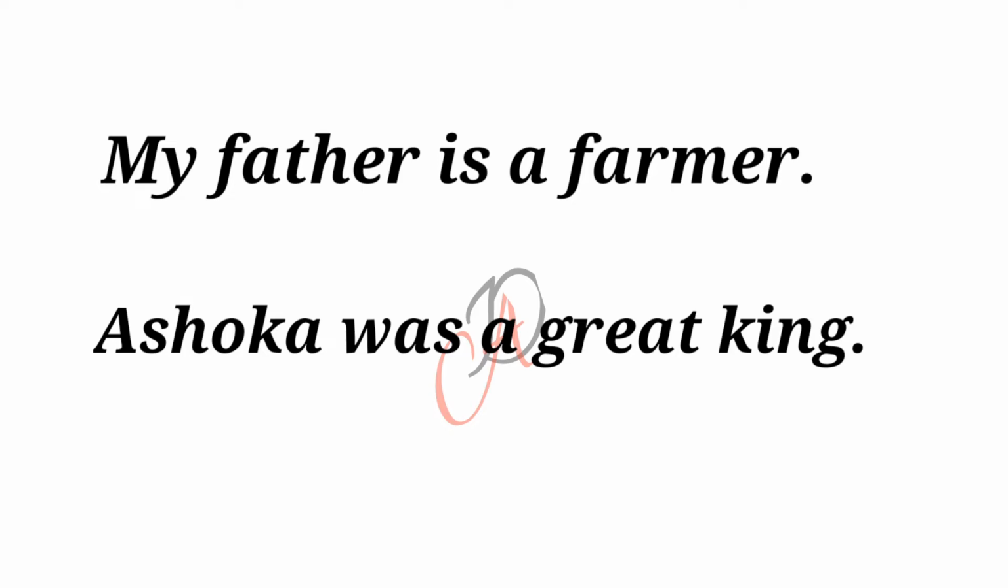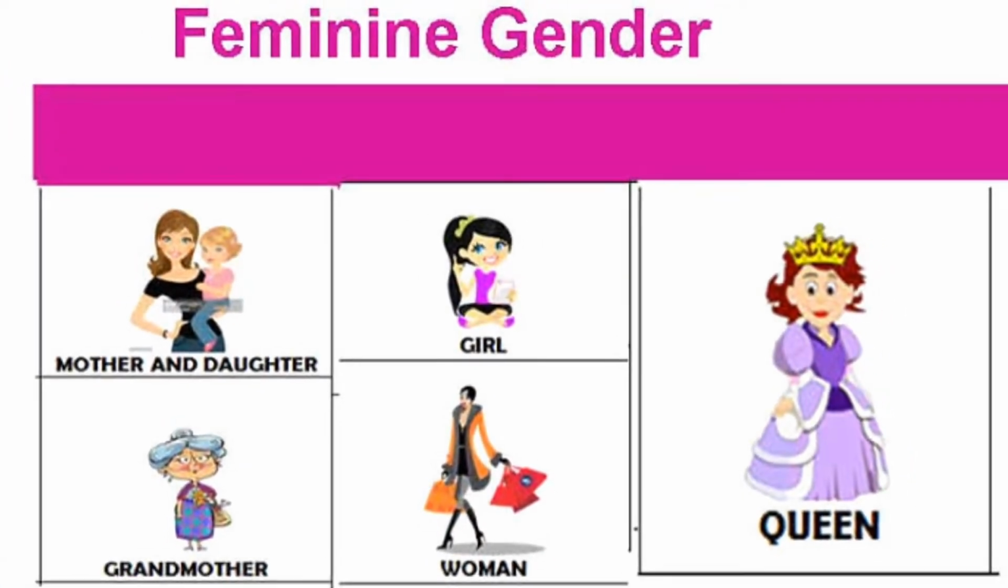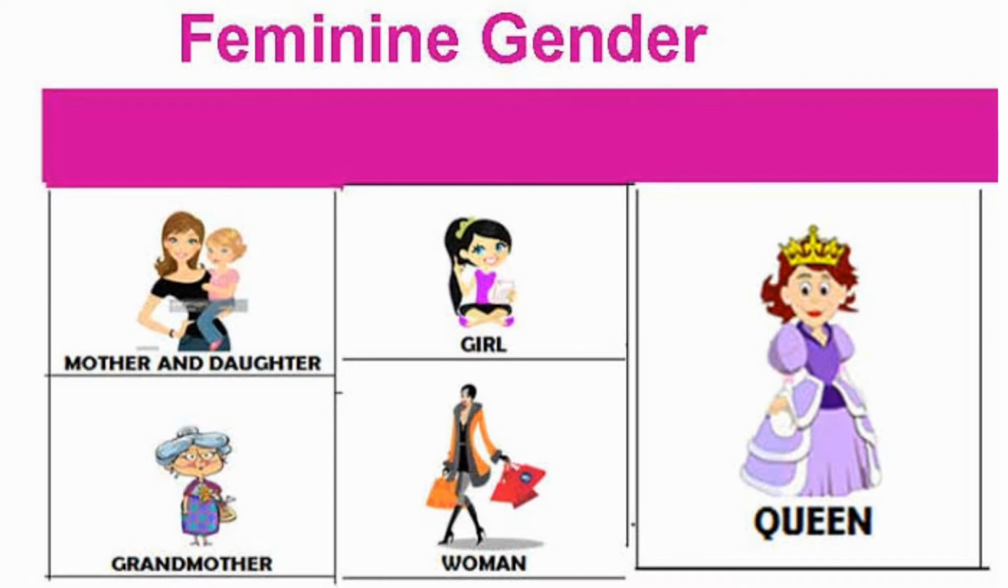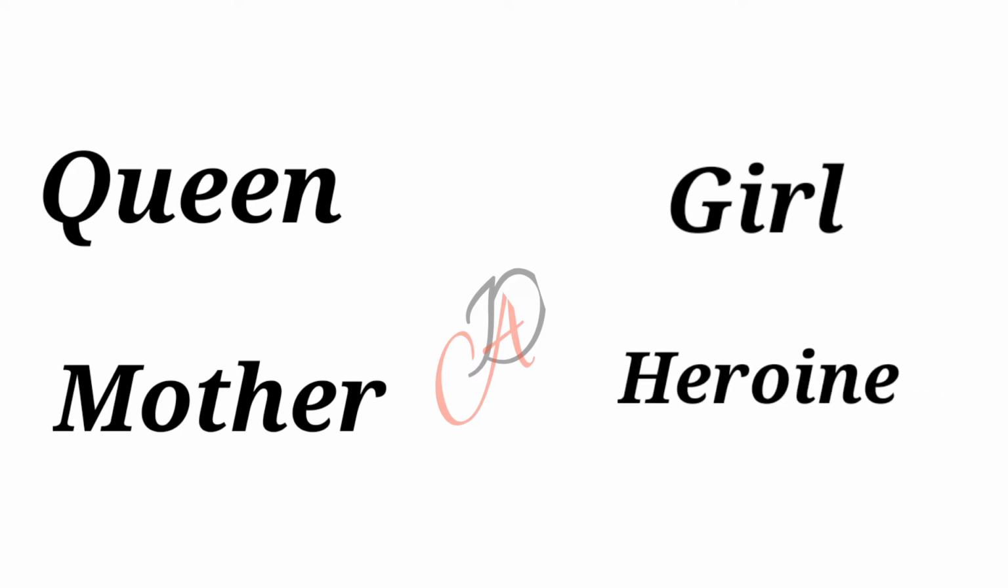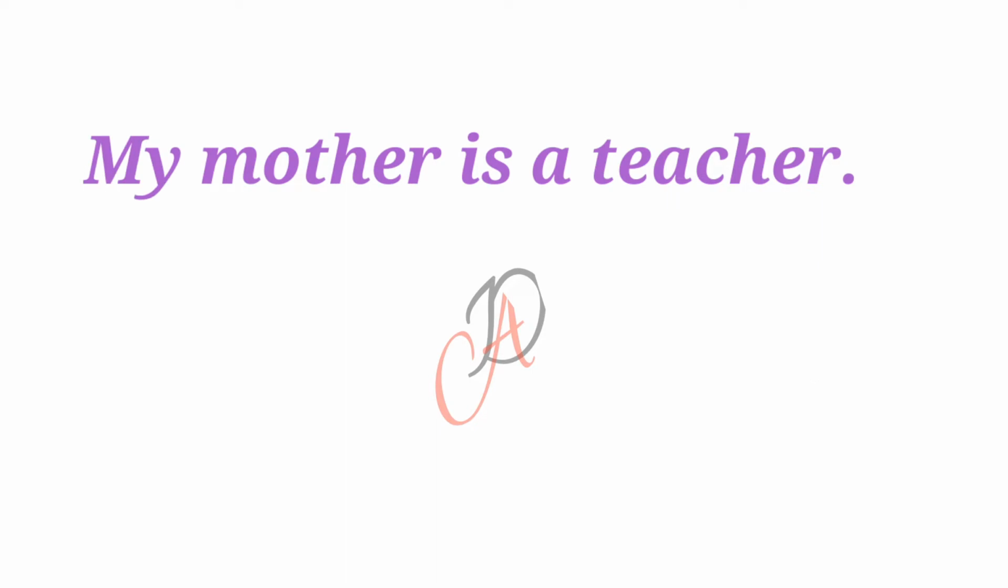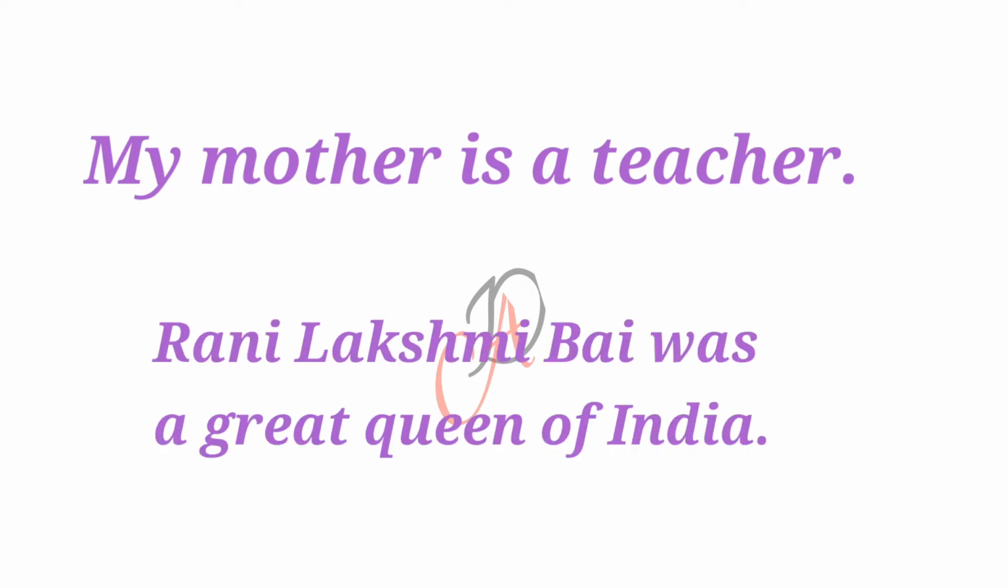Let's move on to the next gender, feminine gender. A noun is said to be in the feminine gender if it refers to a female character. The examples for female characters are queen, girl, mother, heroine, and so on. Let's understand this with examples. My mother is a teacher. Rani Lakshmibai was a great queen of India. In both examples, the feminine genders are mother and queen because they represent female characters.